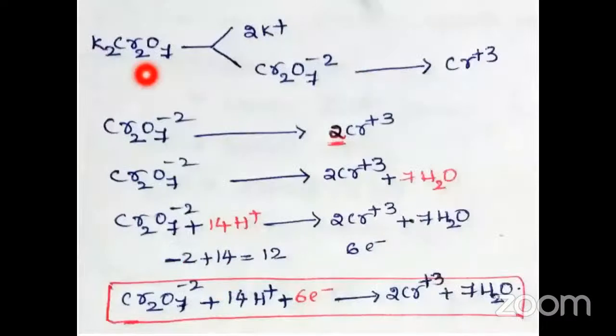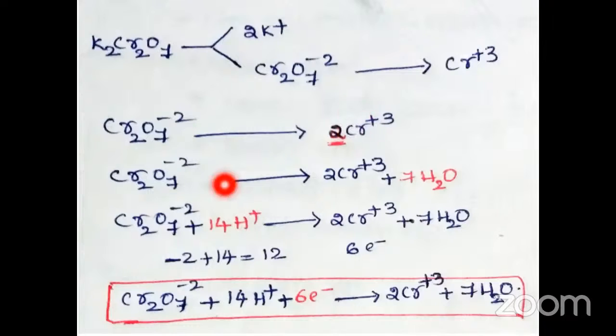K2Cr2O7 dissociates into potassium ions and Cr2O7 2- ions, which are reduced to give Cr+3 ions. Now balance Cr2O7 2- and Cr+3. On the Cr2O7 2- side, 2 chromiums are present, and on this side only 1 chromium is present. So add a 2 for the Cr+3 ions.